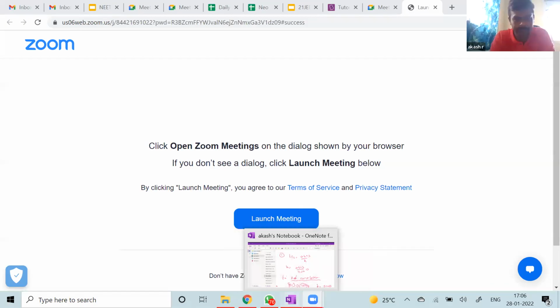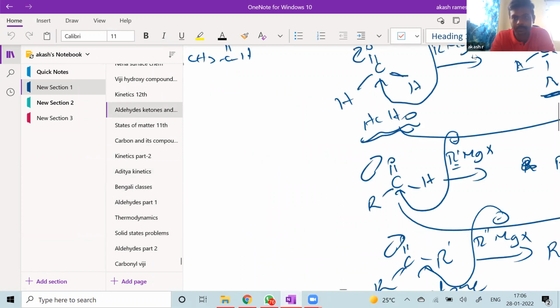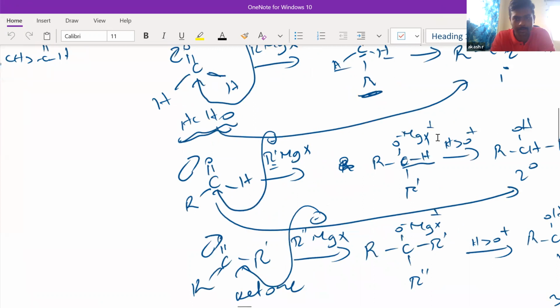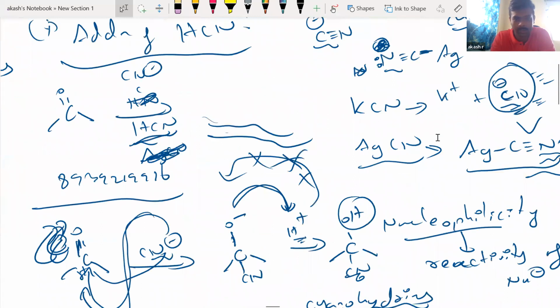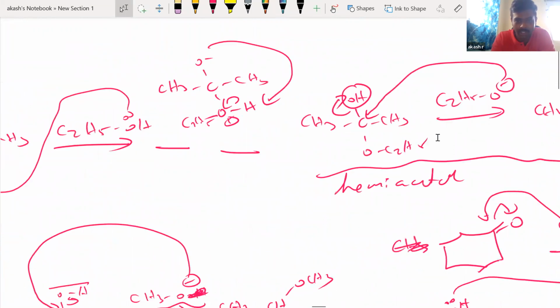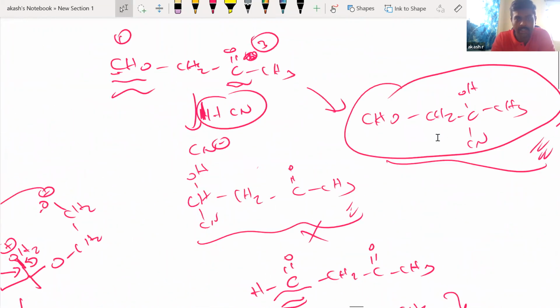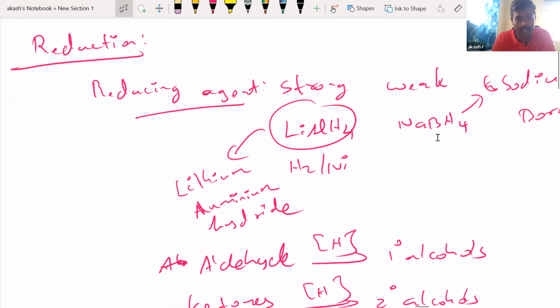Fine. Let me share my screen. Right. So we were doing aldehydes and ketones. Okay, so we were doing chemical properties, if you can remember. I think we finished with nucleophilic addition reactions, acetals, hemiacetals, HCN, ammonia derivatives, and then we saw reduction, right?